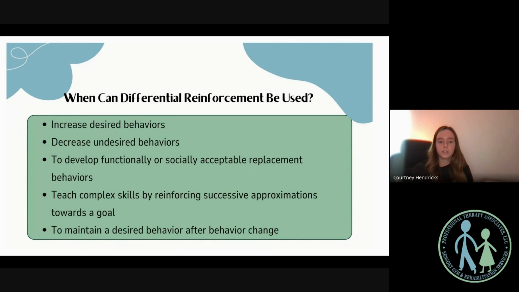Differential reinforcement can be used to increase desired behaviors, decrease undesired behaviors, to develop functionally or socially acceptable replacement behaviors, teach complex skills by reinforcing successive approximations towards a goal, and maintaining a desired behavior after behavior change.